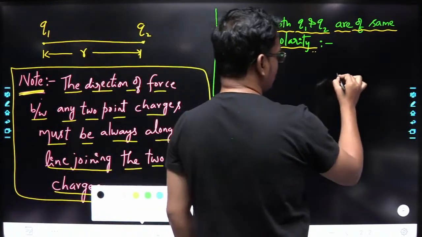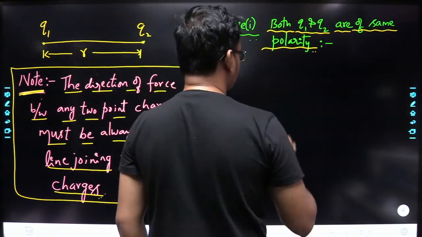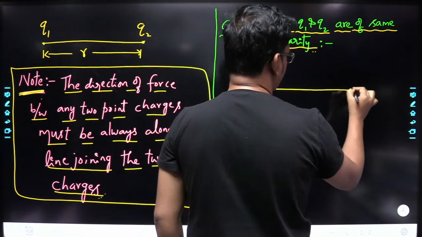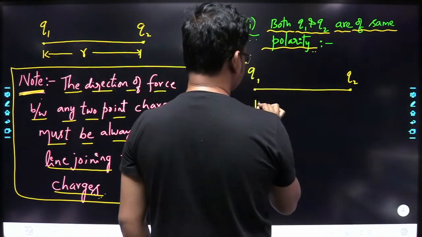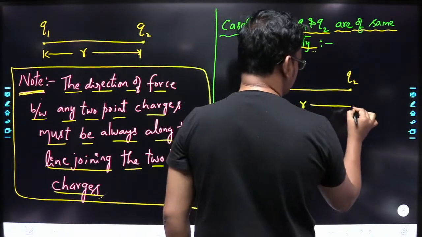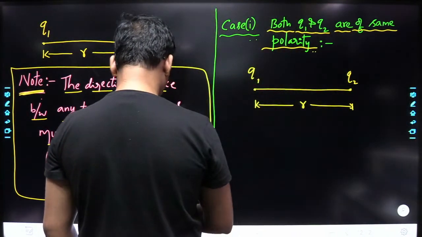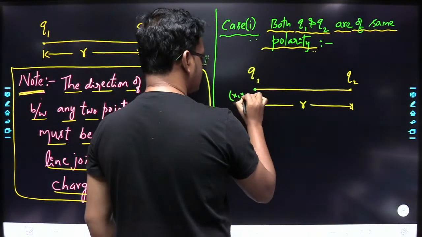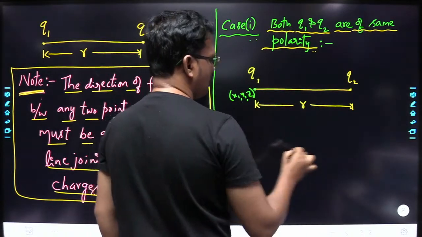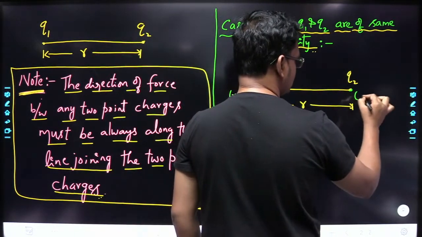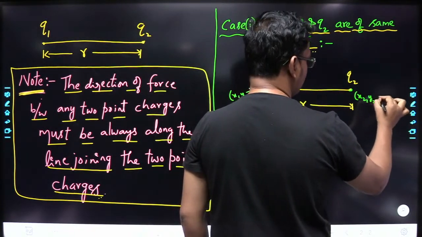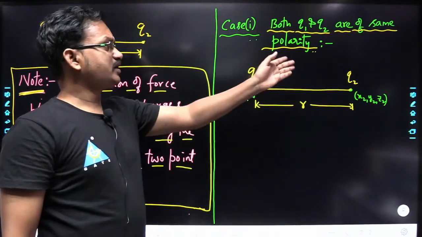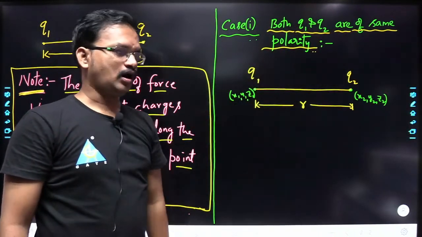See here. Here you have Q1 and here you have Q2. The distance between them is, let us say, R. Now let us consider this charge present at a location x1, y1, z1, and this point charge present at a location x2, y2, z2. Both Q1 and Q2 are of the same polarity.